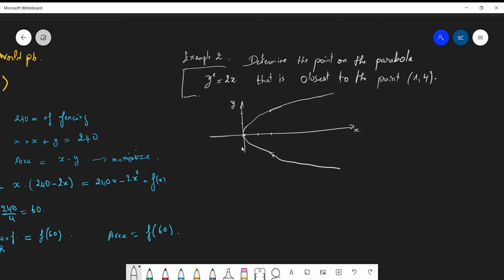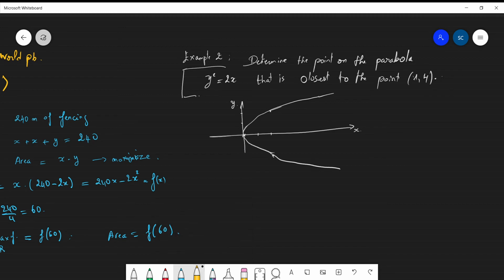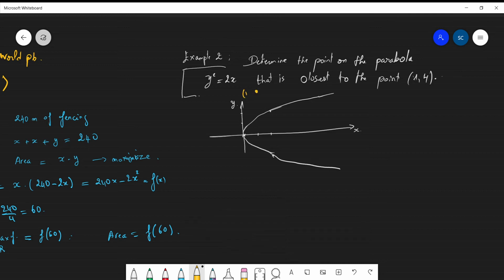Now, where is the point 1, 4? Here is the point 1, 4. So we are looking for a point. The problem finally reduces to looking for a point on the parabola, so one point or more, that is closest to this point. Maybe it's this one or maybe another one.